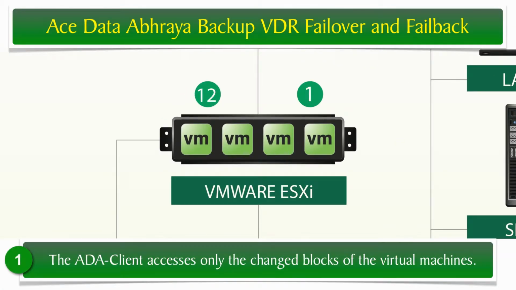So the first step is that the Abhraya client would access the change blocks on the virtual machines which are hosted on the VMware ESXi. It actually works with the change block tracking system of VMware to get access only to the change blocks which have changed since the last backup.